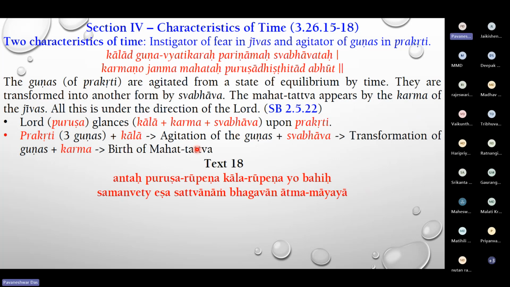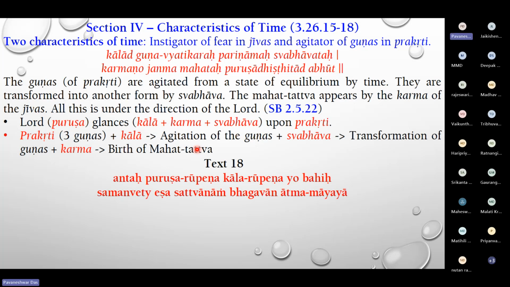So this is a reference from Second Canto, 5th chapter. Kalat guna vyatikara parinama swabhavata karmano janma mahata purusha drishtita abodh. The gunas of Prakriti are agitated from a state of equilibrium by time. They are transformed into another form by swabhava. The Mahatattva appears by karma of all jivas. All this is under the direction of the Supreme Lord.